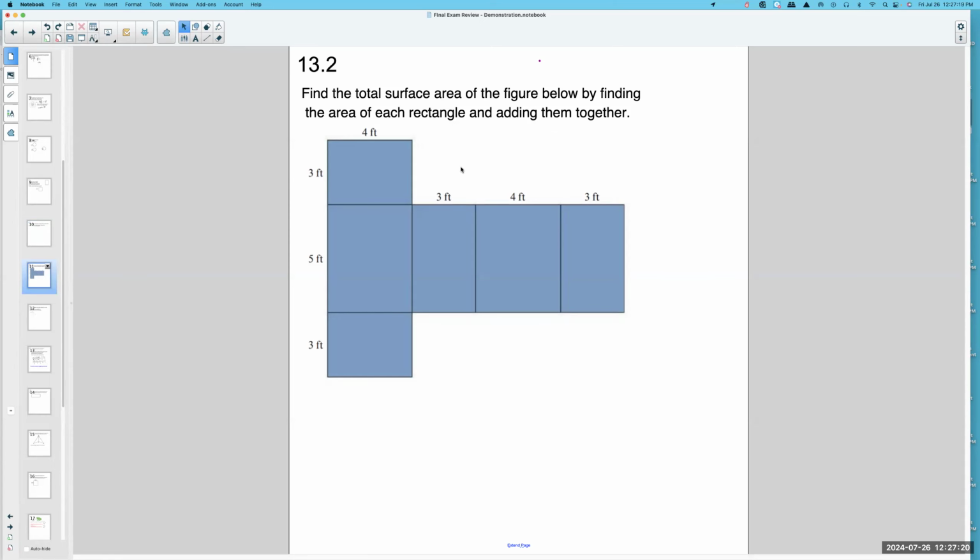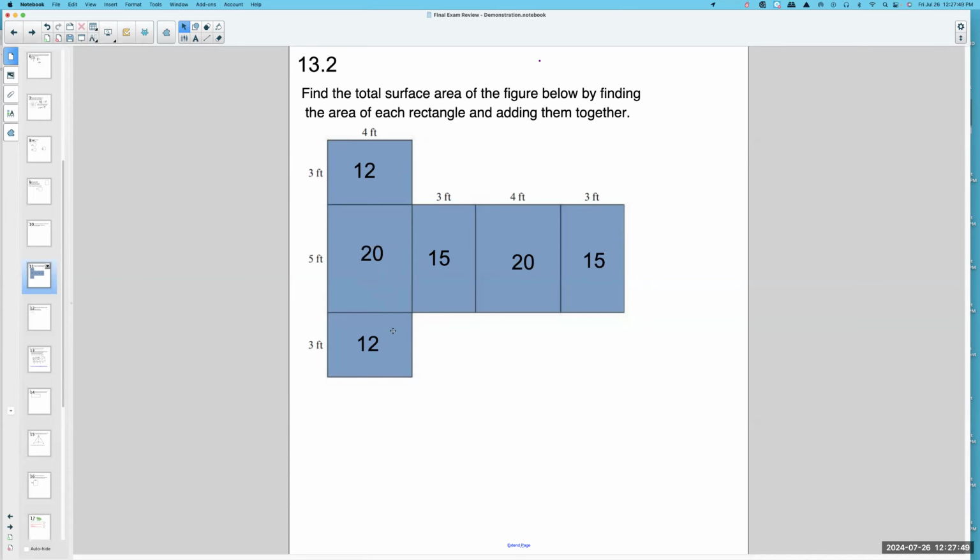So 3 times 4 is 12. Which one is this? This is 5 times 4, right? So that's 20. And I'm not writing feet in here or square feet, but that's what our units are. 5 times 3 is 15. 5 times 4 is 20. And 5 times 3 is 15.